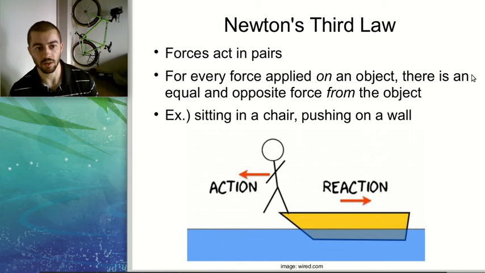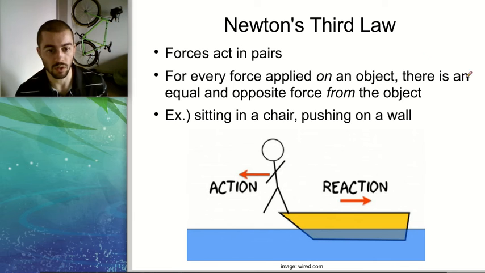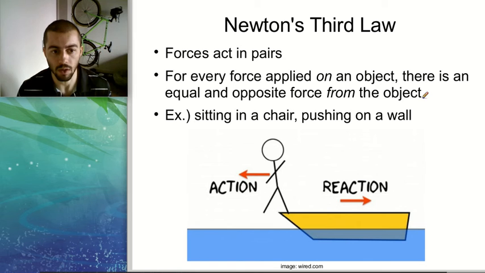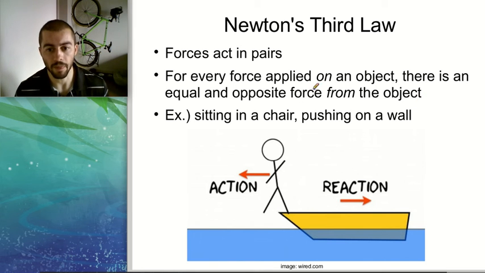Okay, and our last law of motion is Newton's third law. And Newton's third law basically just says that forces act in pairs. So for every action, there's an equal and opposite reaction. Maybe that rings a bell, maybe you heard that in middle school science. So basically, for every force that is acting on an object, there's an equal and opposite force from the object.